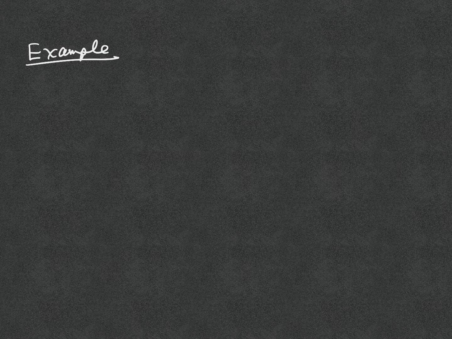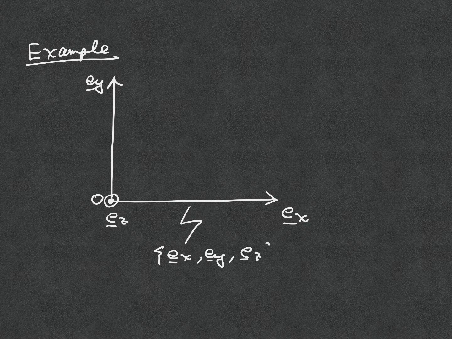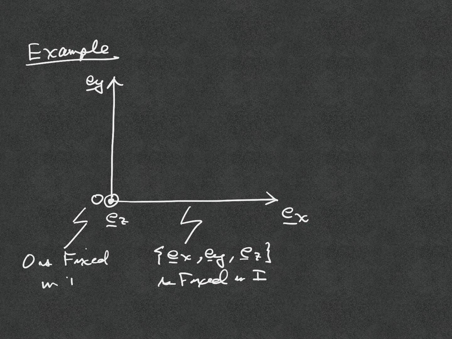A particle moves in 2 dimensions under the influence of gravitation. So we have a point, O. We have a basis, EX, EY, and then out of the page is EZ. And this basis is fixed in the inertial frame, which I will denote I. This origin at point O is also fixed in I.